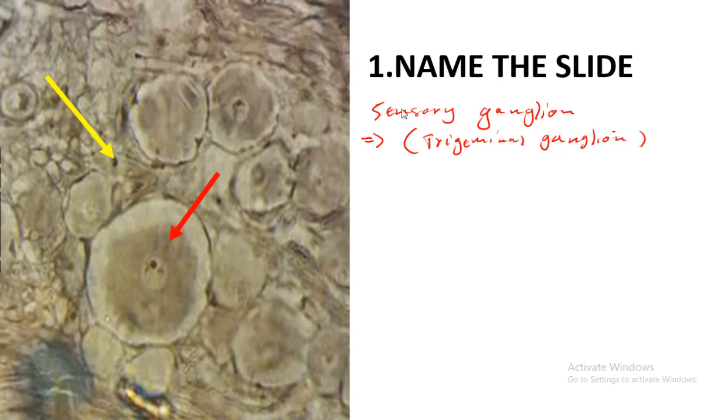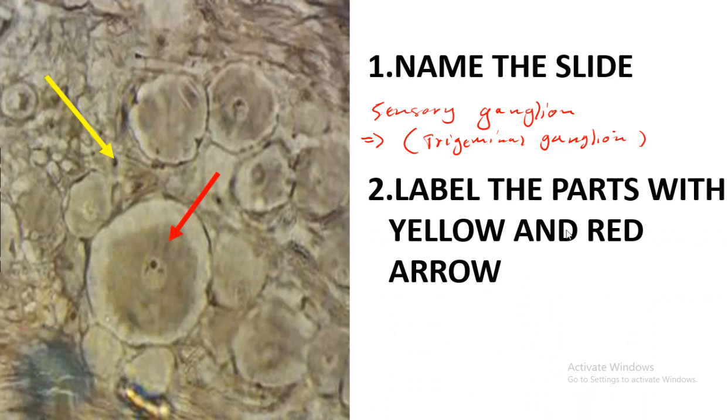Then let's quickly look at 2. Label the part with yellow and red. Yellow is just showing the satellite cells. Remember, the cells in the trigeminal ganglion are pseudo unipolar cells, and these cells are normally surrounded by the satellite cells, and these satellite cells are just there to protect the cells.